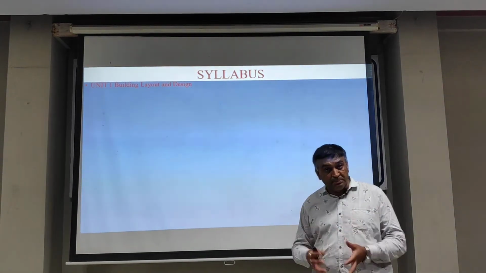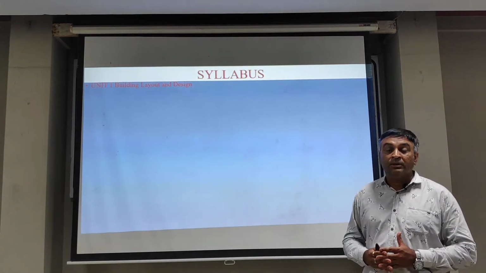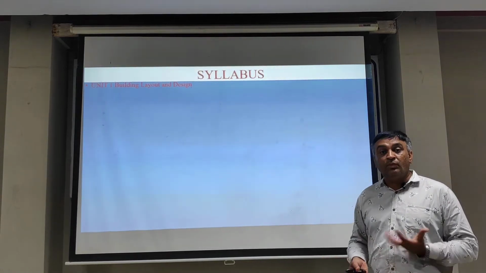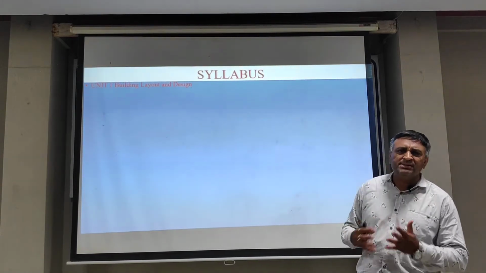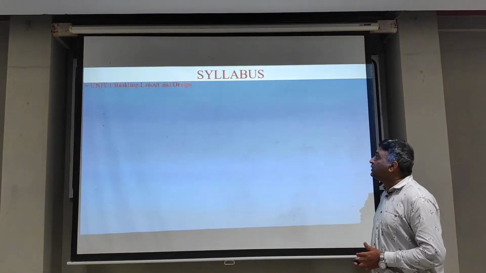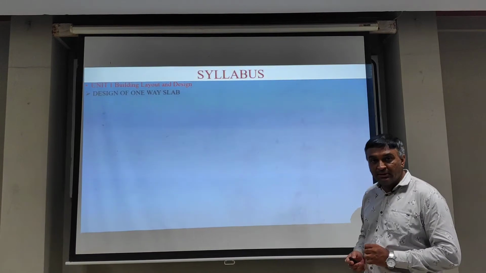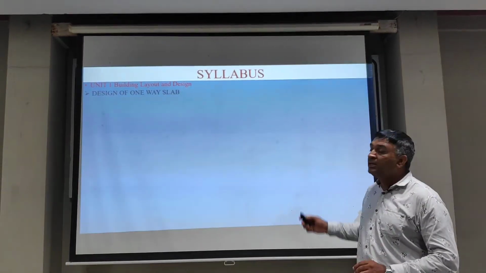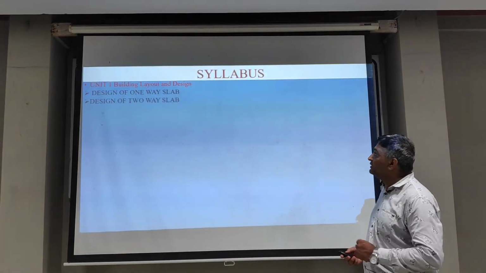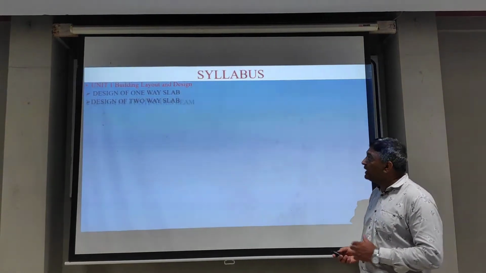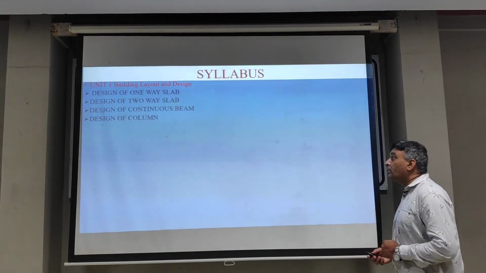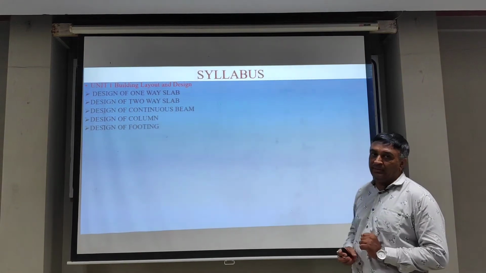The beam may be simply supported or continuous. Slabs are of two types: one-way slab and two-way slab, and there is also the one-way continuous slab. This is covered in this unit. Then you can see design of one-way slab. We will design one-way slab for a G+3 or G+5 building. Then there is the two-way slab, then design of continuous beam, design of column, and design of footing.